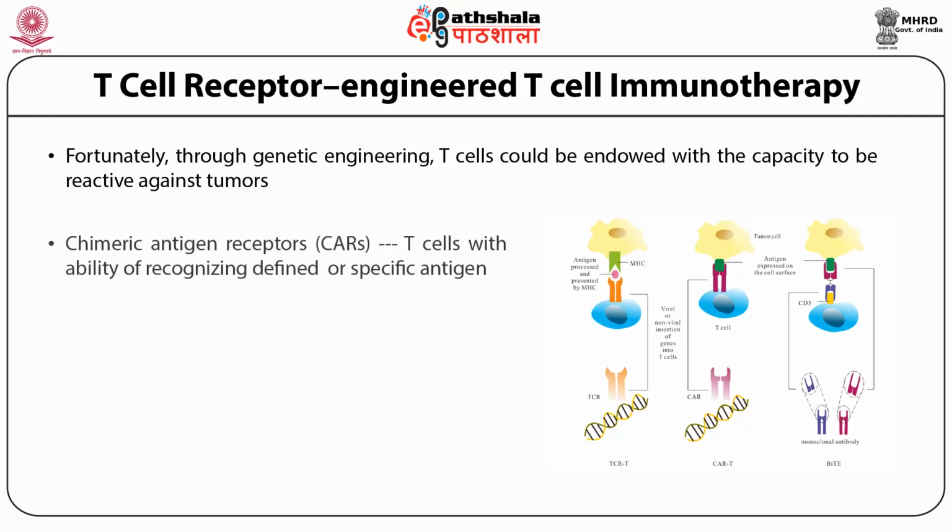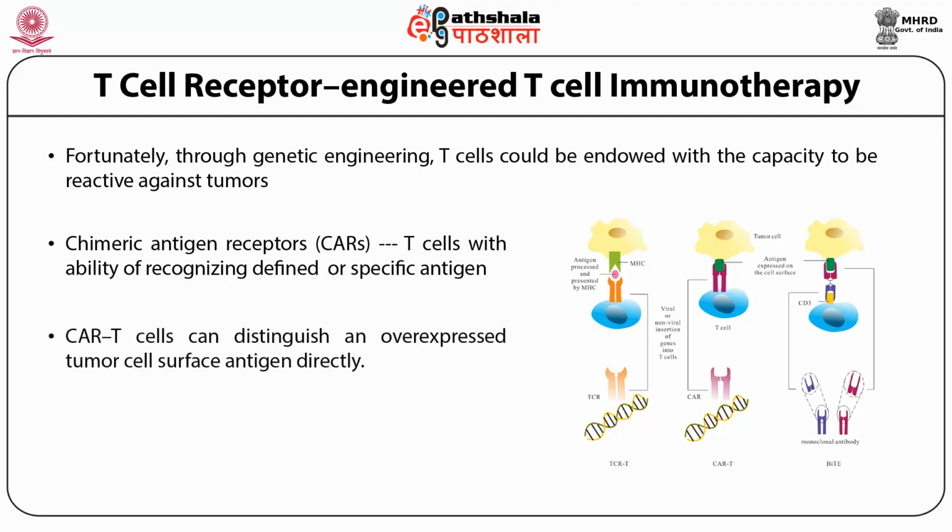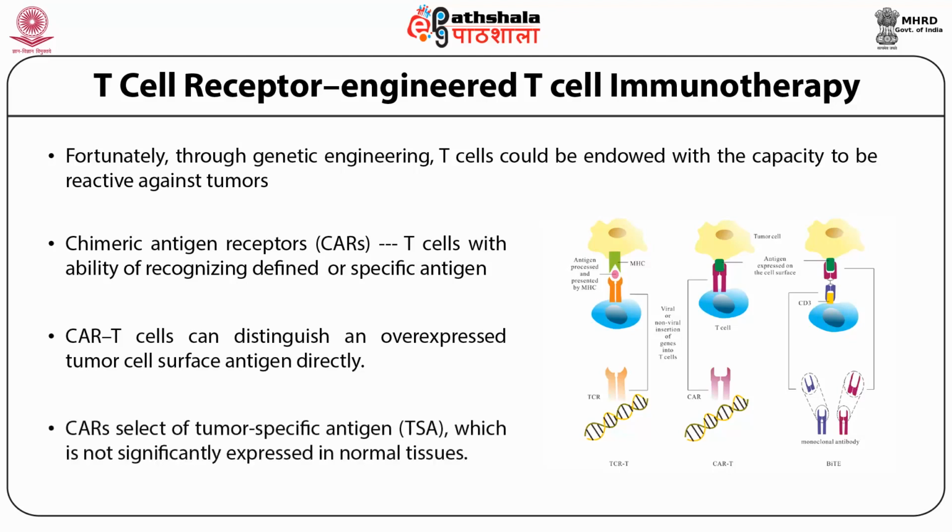So these chimeric antigen receptors, called CARs, along with the T cell, with the ability to recognize defined or specific antigens, become an important cellular therapy. CAR T cells can directly distinguish an overexpressed tumor cell surface antigen. Now another benefit of CARs is that they select tumor-specific antigens which are not significantly expressed in normal tissues.